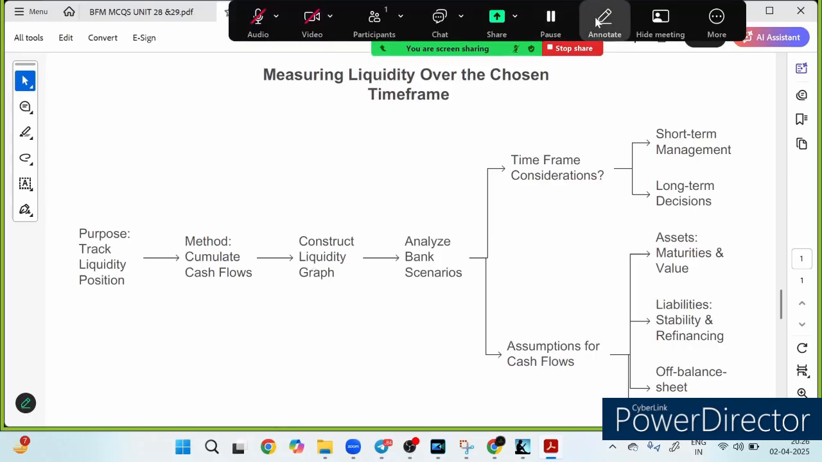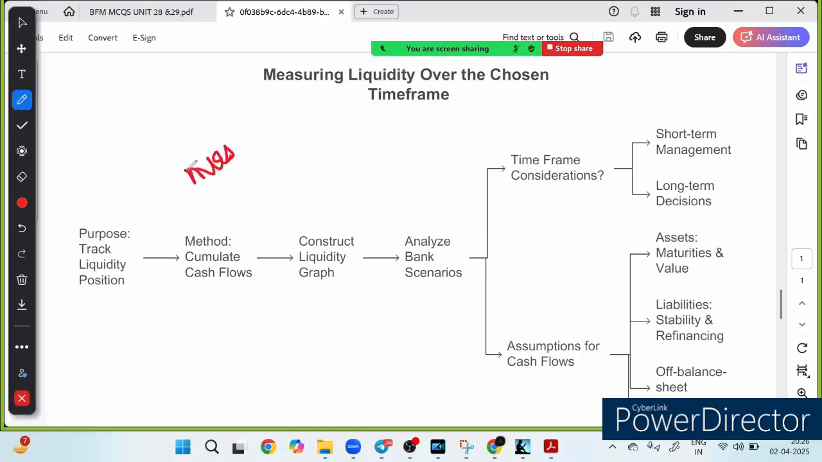So the first question is, how is liquidity measured? Obviously, how do we measure liquidity? There is a way to measure liquidity, by cumulating cash flow. This is called cumulative cash flow. The first step is to gather and sum up the cash flow over the chosen period. We have a certain chosen period, like say 1 day to 1 year. Within this chosen period, we will cumulate the cash flow.